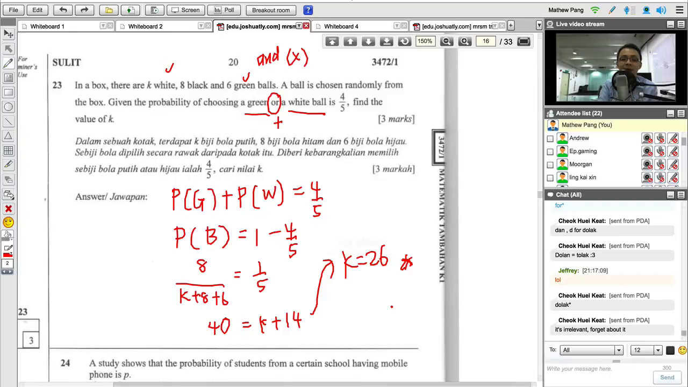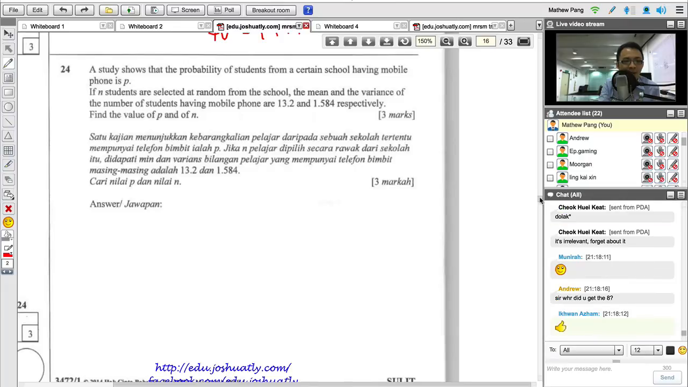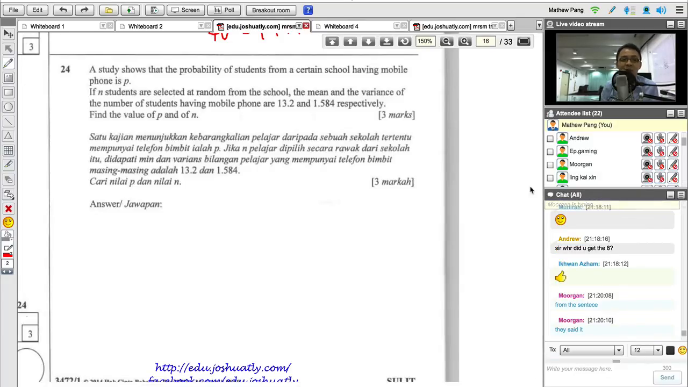Alright, if you understand, I'm going to move on to 24. Alright, 24 is: a study shows the probability of a student from a certain school having a mobile phone is p. If n students are selected at random from the school, the mean and variance are given.